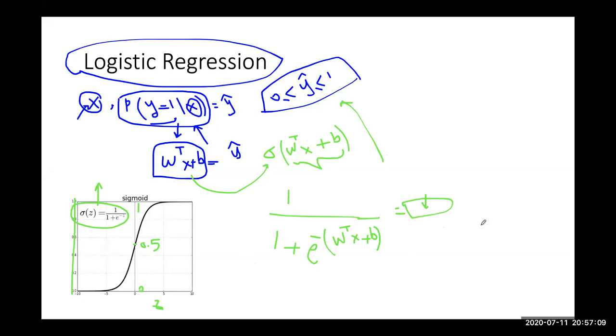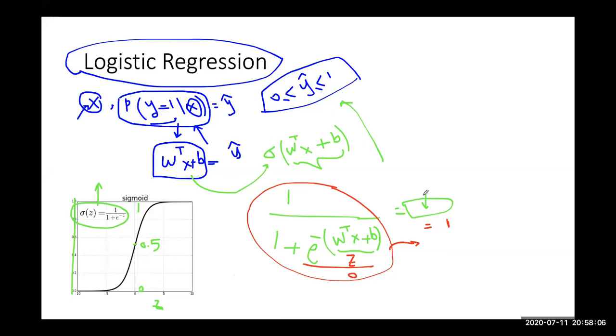And why is this working? Because if I just call this z, and z is very large, this will be e to the negative very large number, which is 0. So we end up with 1 over 1, and we get almost 1. And if z is a large negative number, the same thing happens in the other direction.